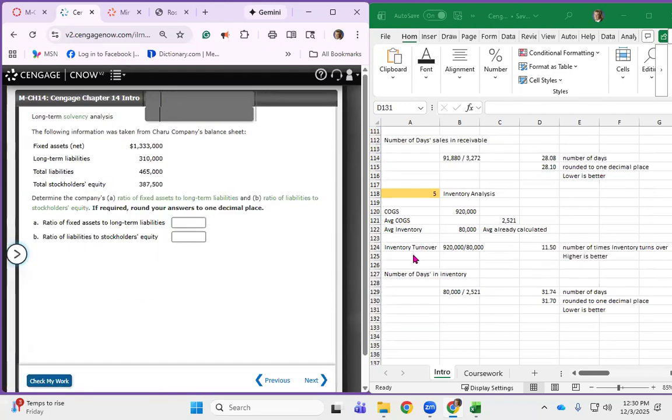This is solvency formulas. Okay, and I'm going to go ahead and continue all of these. And then I'm also going to go ahead and do chapter 14's coursework so that it's out there for you. All right, so this is number 6. Okay, this is called long-term solvency analysis.